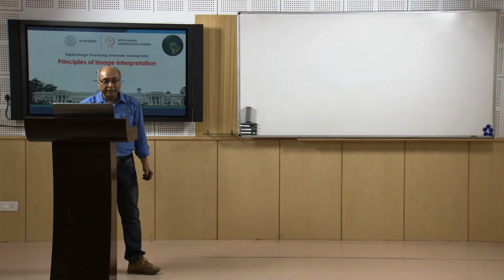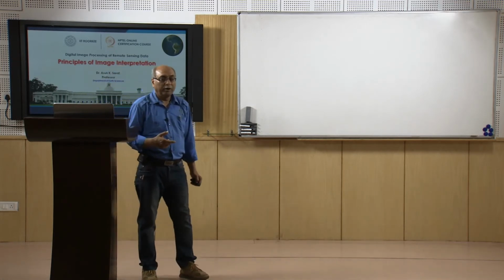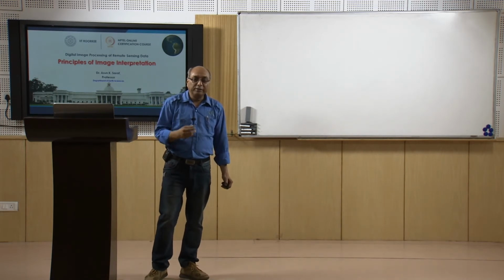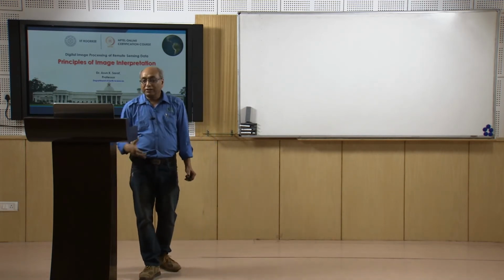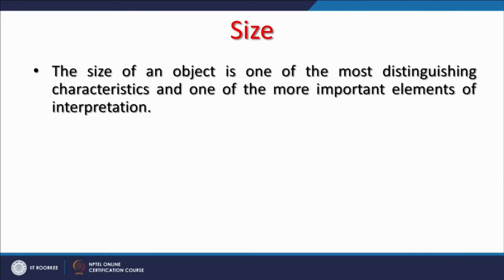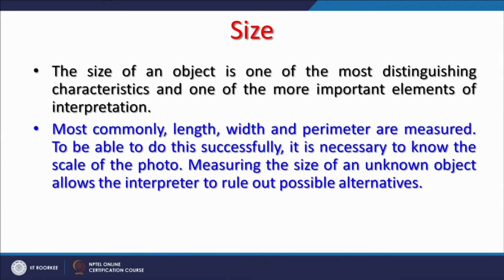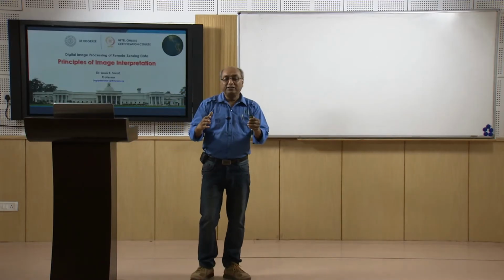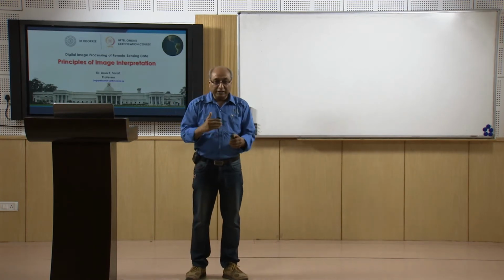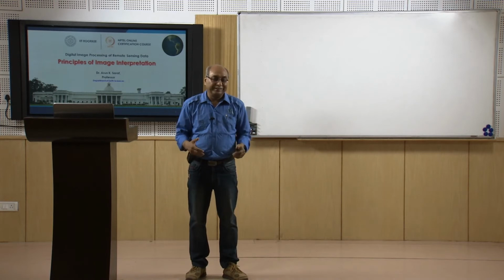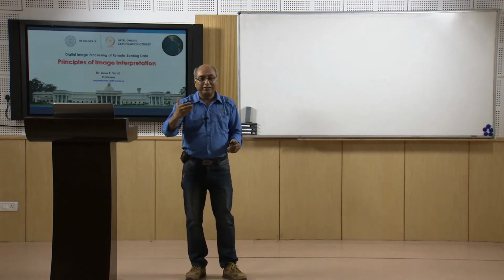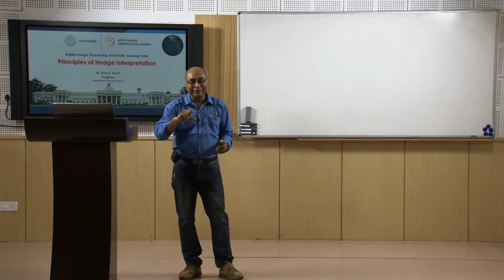Now size also plays a role, the size of an object on the ground. That will give you an idea what object it is. The size of an object is one of the most distinguishing characteristics and one of the more important elements of image interpretation. Most commonly the length, width, and perimeter are measured. To be able to do this successfully, it is necessary to know the scale of the photo, at what scale the image is being displayed, because we are now talking about interpretation on a screen itself. So when you zoom in or zoom out, the scale changes. So one has to remember at what scale you are seeing.